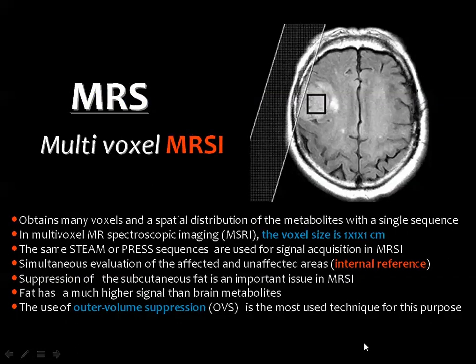By the multivoxel technique, the size of the voxel is 1 by 1 by 1, meaning 1 cubic centimeter, and you can use the same techniques. This is usually known as internal reference because you are sampling the lesion and the nearby normal brain tissue, so you can compare. That is similar to the single voxel technique, where you apply a voxel on the pathology and another voxel on the normal brain tissue.